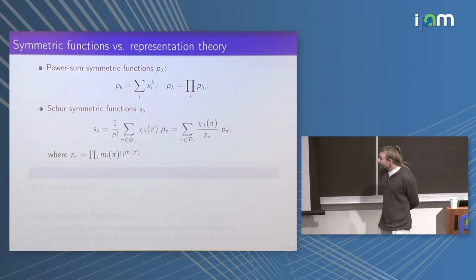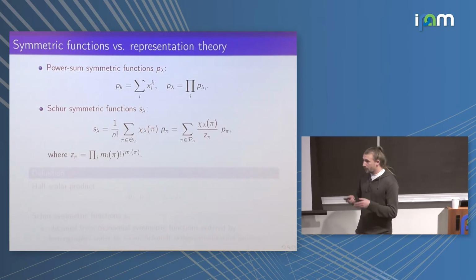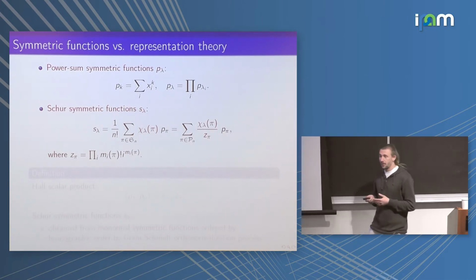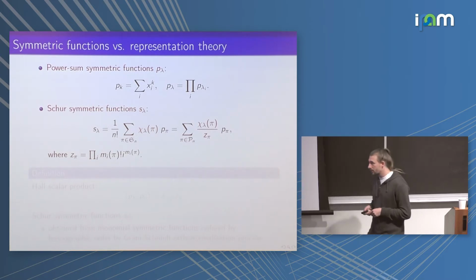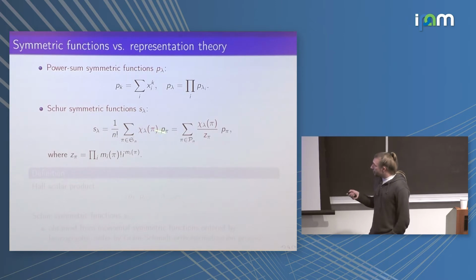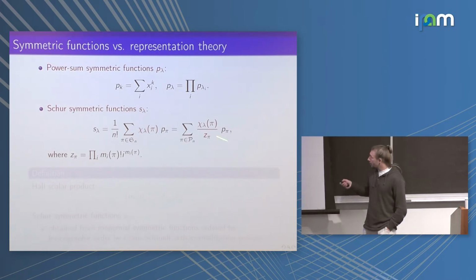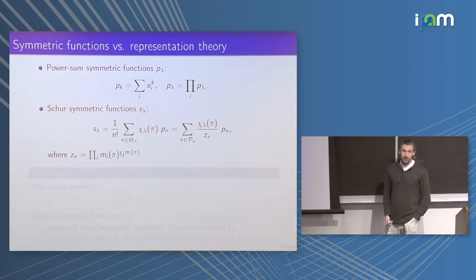Okay. So now I'm going to the second part of my talk, where I'm going to explain to you that the picture of the representation theory can be replaced by the picture of the symmetric functions. So in order to do this, it's enough to know that if I expand Schur symmetric functions in a power sum basis, the coefficients are just irreducible characters of the symmetric group.